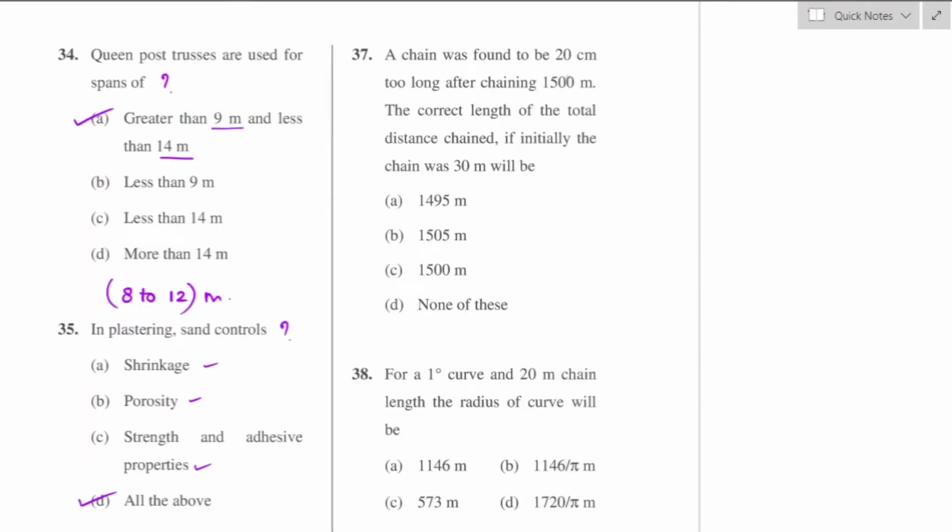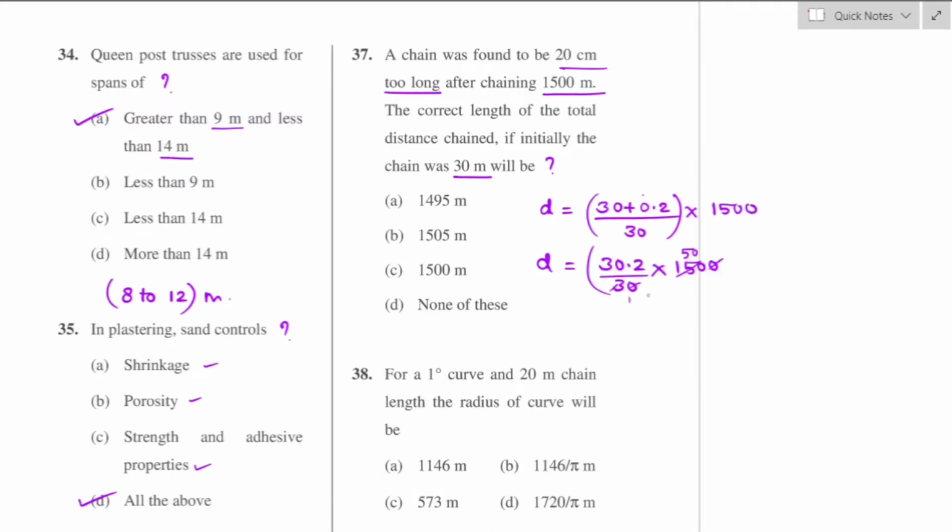Question number 37. A chain was found to be 20 cm too long after chaining 1500 meters. The correct length of the total distance chained, if initially the chain was 30 meters, will be. So we have to find the correct distance. The correct distance D is equal to the chain length, which is 30 meters and 20 cm too long, which means 0.2 meter too long, divided by the original length of the chain, 30 meters, multiplied by the measured distance, 1500 meters. On calculating this, the correct distance will be 1510 meters. So the right answer is option D, none of these.